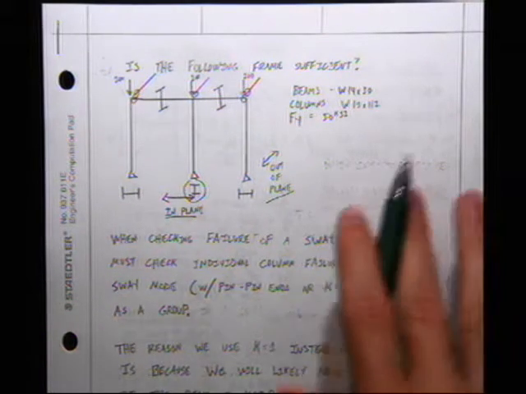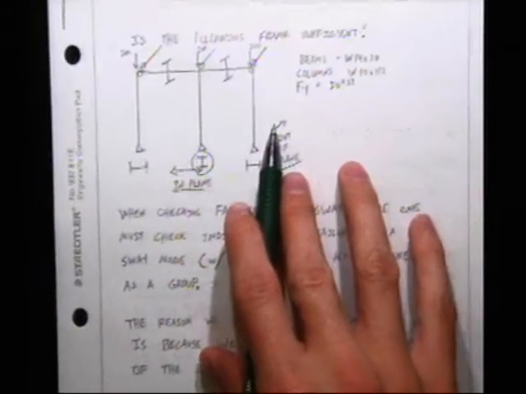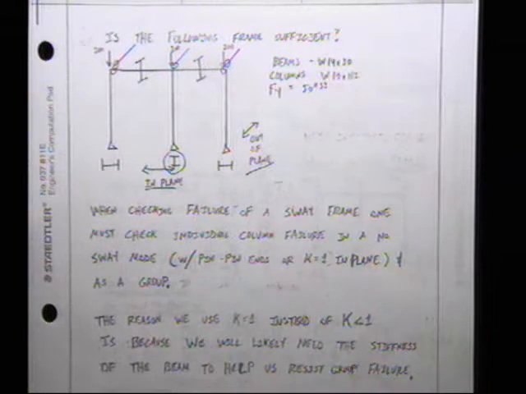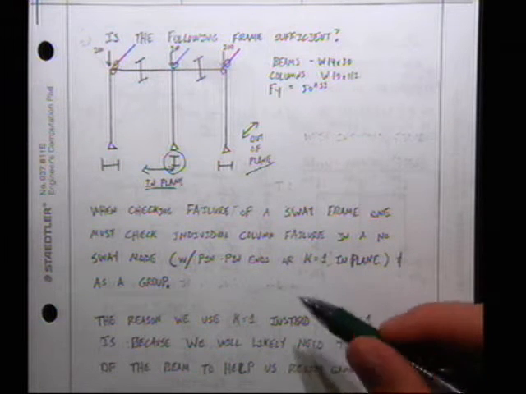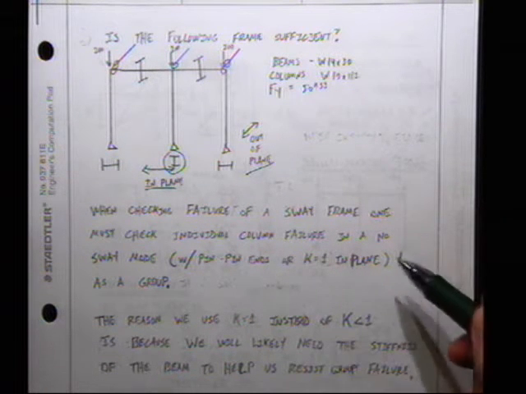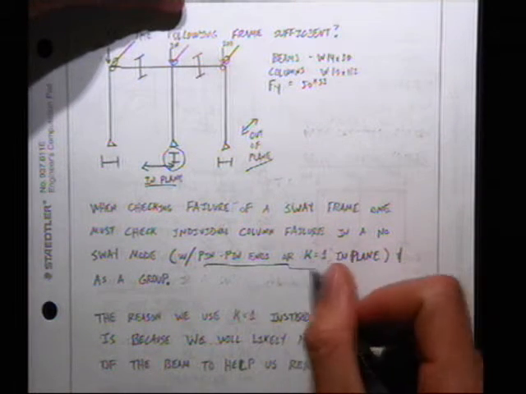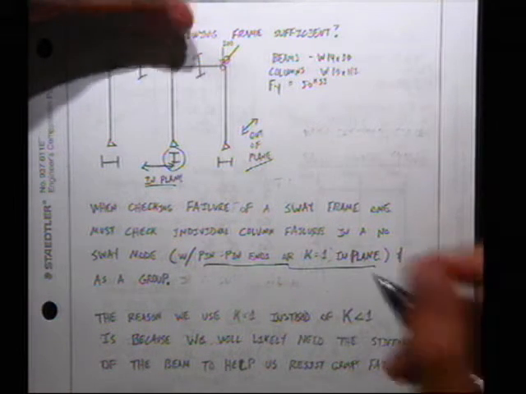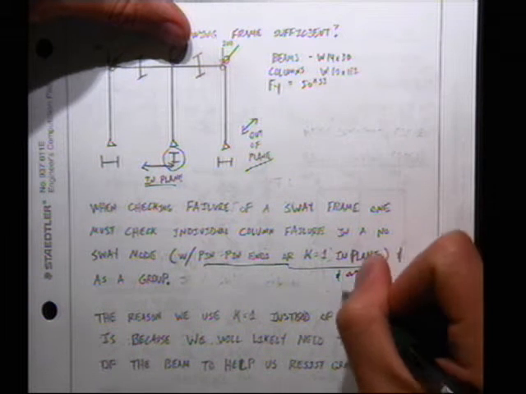And I say, is the frame sufficient? And we're going to actually work this problem coming up. But we're stuck with just talking a little bit theory first. And I say, when checking failure of a sway frame, one must check individual column failure in a no sway mode. That's with pin ends, or a k equal to 1, in plane and out of plane.